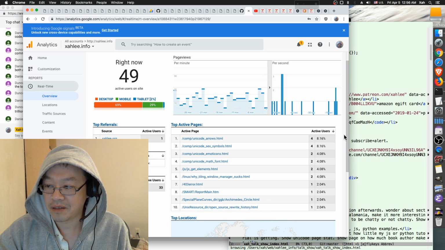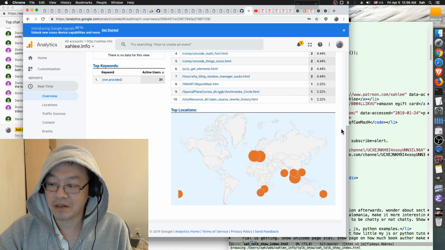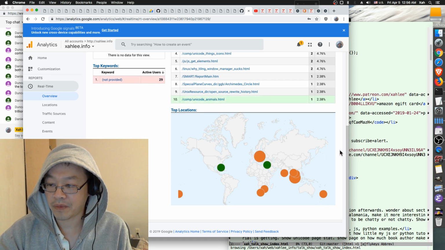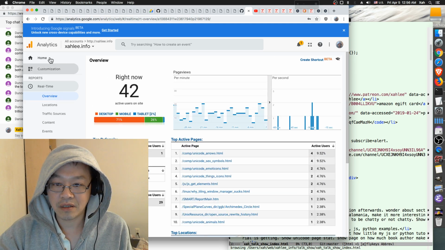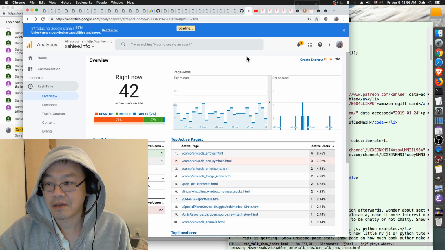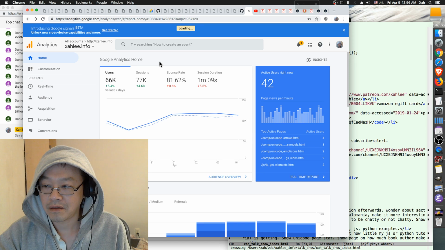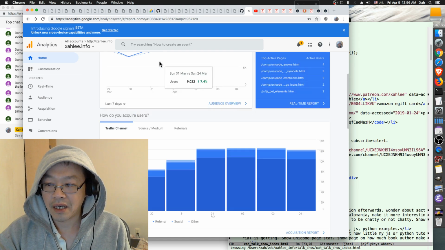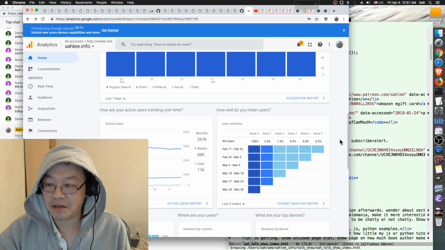So this is real time. And Google also shows you where people are coming from. Yeah, so that's one part of it. Let me show you others. Go back. So this is Google Analytics, and traffic channel. How well do you retain users?